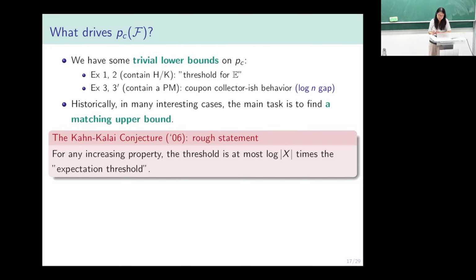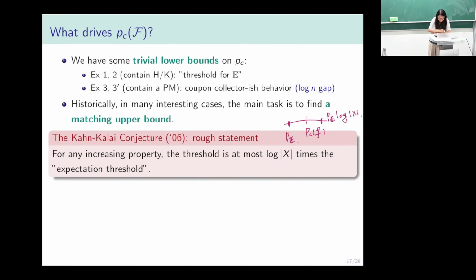Then the Kahn-Kalai conjecture says, and this is a rough statement, we'll get to the rigorous statement later, roughly speaking, it says for any increasing property, the threshold is at most log |X| times the expectation threshold. So you see that if this conjecture is true, then here we have p_c(f), and p_E, the threshold for the expectation, is a lower bound. If this conjecture is true, then the location of the threshold is trapped between p_E and p_E times log of the size of X. And here log of the size of X is really tiny compared to the other terms. So this is the small error term that I mentioned in the first part of my talk.